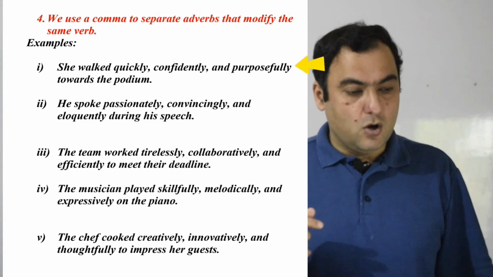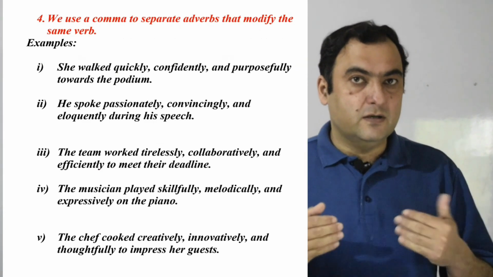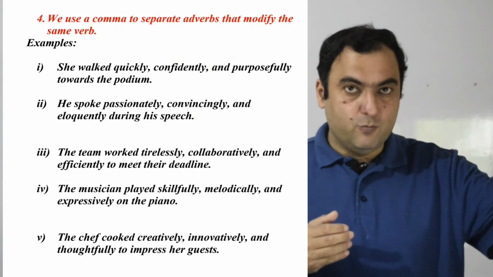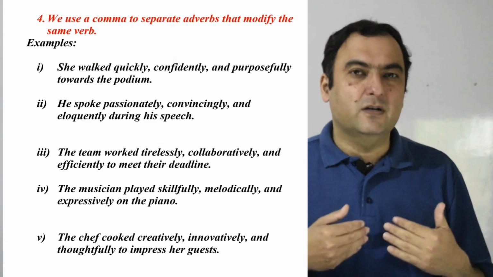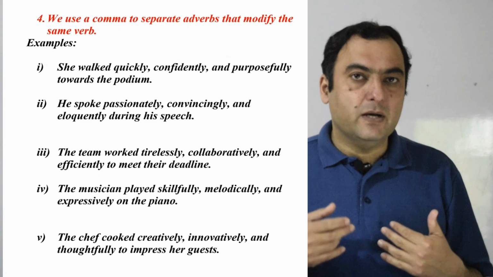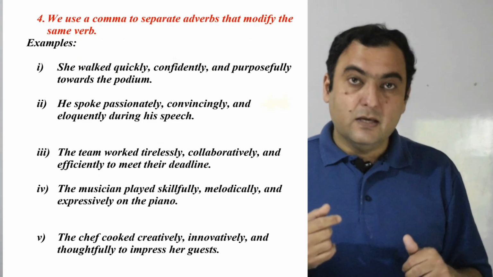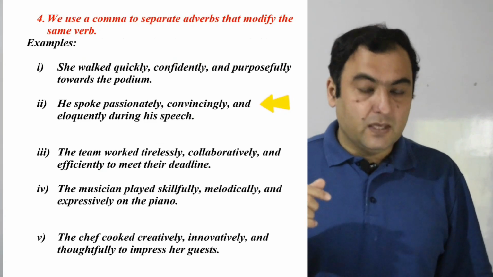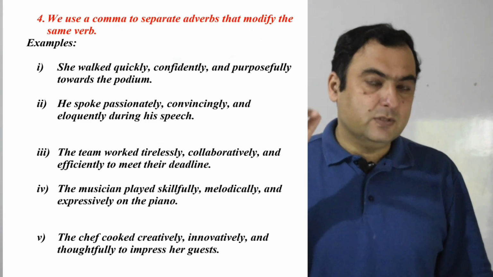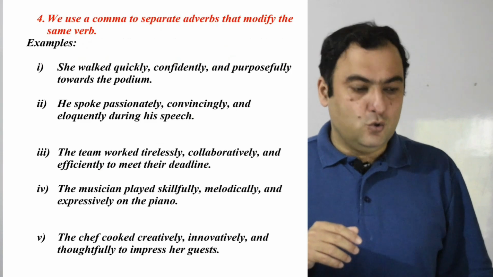So you see, commas are used to separate these adverbs that are used for the same verb. One verb, walked, with three adverbs, and these three adverbs are signaled by the usage of commas. Another example sentence is, he spoke passionately, comma, convincingly, comma, and eloquently during his speech. So you see, we have three adverbs and they are signaled by two commas.